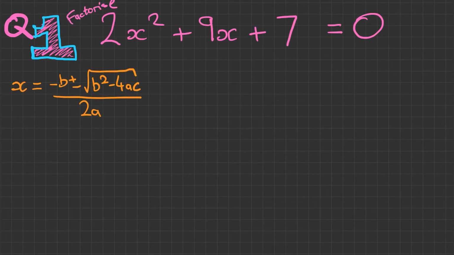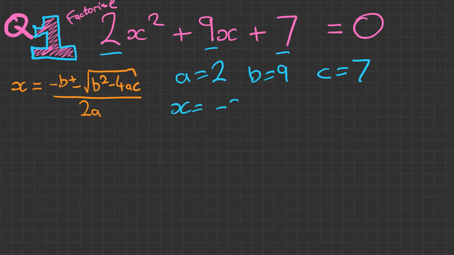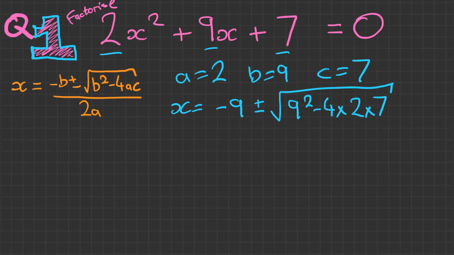I'm going to write down the values of a, b and c. So a equals 2, b equals 9 and c equals 7. I'll substitute these into the quadratic formula. So x equals minus 9 plus or minus the square root of 9 squared minus 4 times 2 times 7 all over 2 times 2.